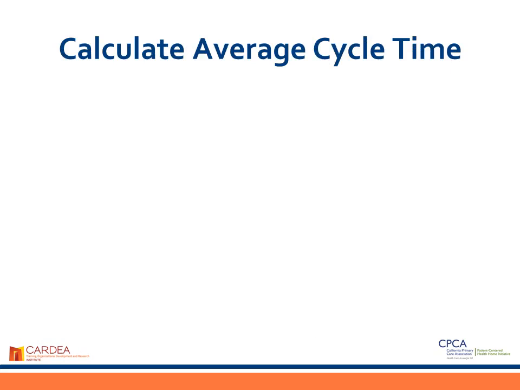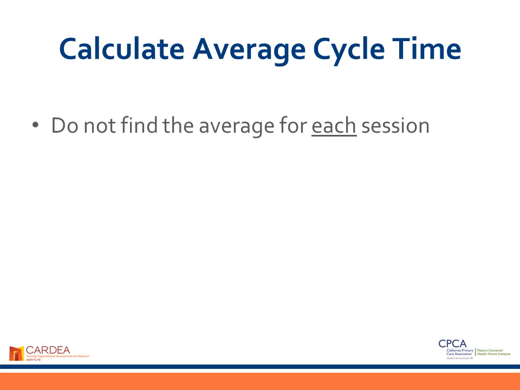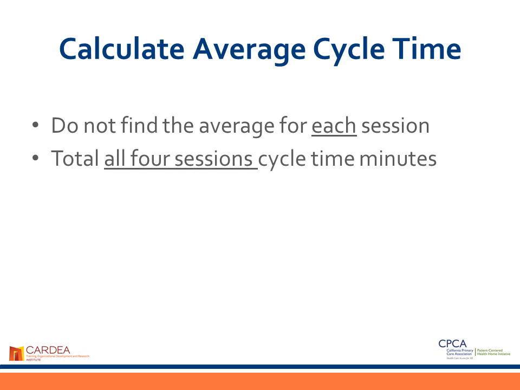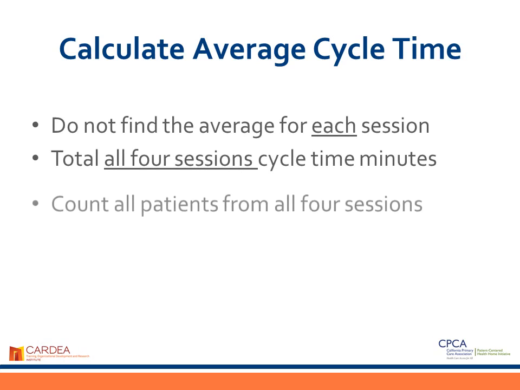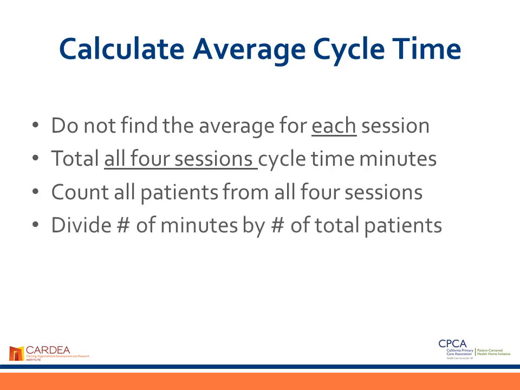Once you've completed all 4 sessions, you'll need to calculate the average cycle time. Make sure that you do not find the average for each session, but rather you total the number of cycle time minutes for all 4 sessions combined and count the total number of patients for all 4 sessions. Then you'll divide the number of total minutes by the number of total patients.